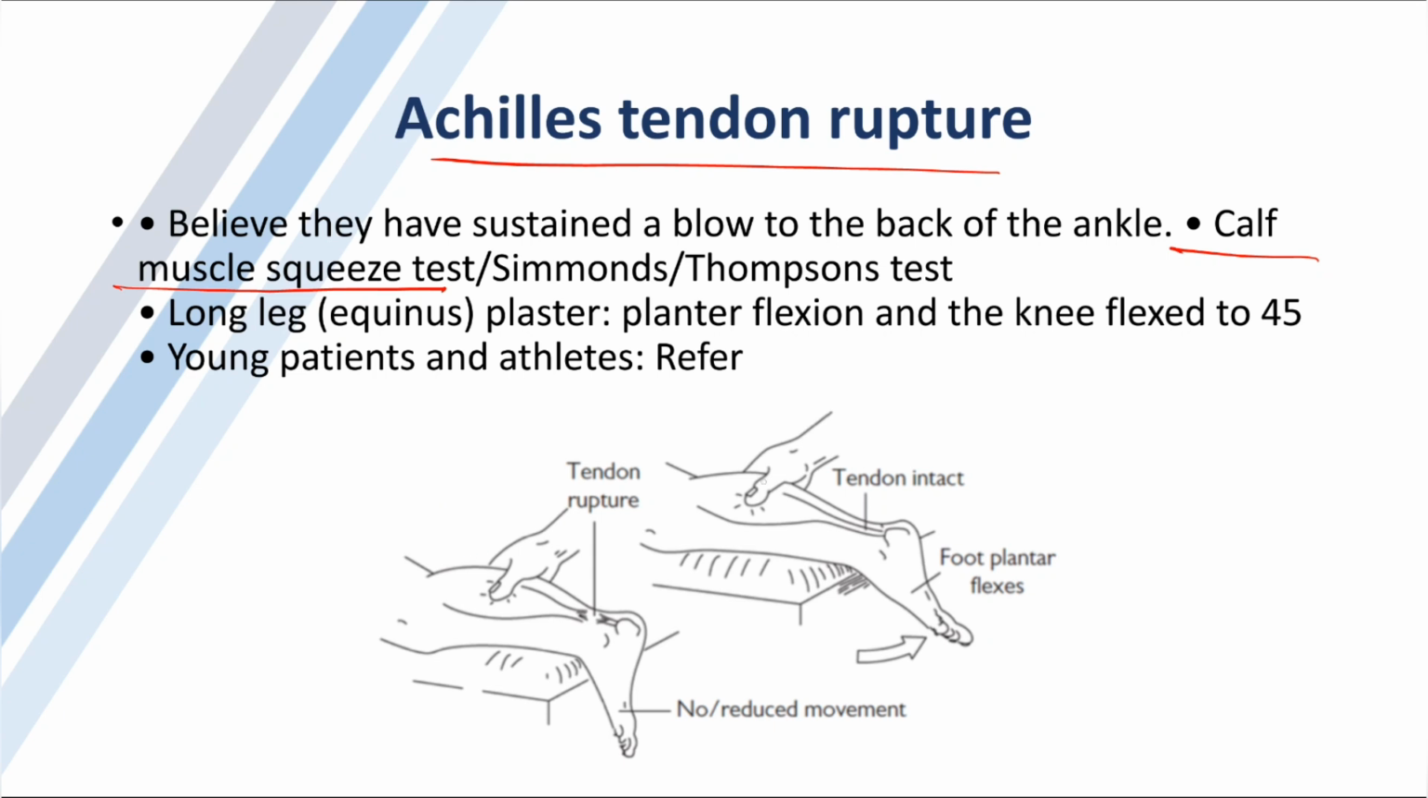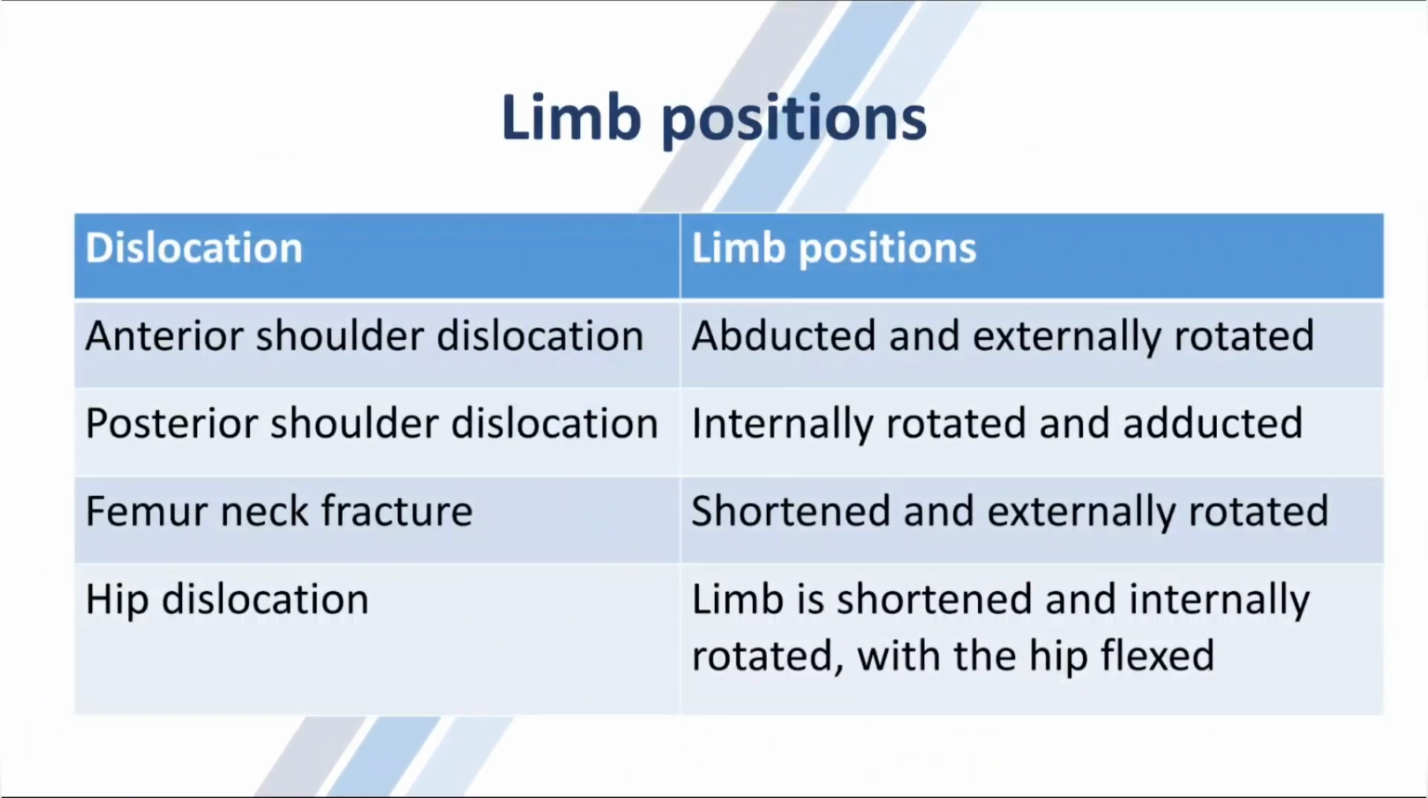This test involves squeezing of the calf muscle. It will lead the foot to do plantar flexion, so there will be flexion if it is an intact tendon. If the tendon is ruptured, there will be no or reduced movement of that part of the foot. You put the foot in a long leg plaster in plantarflexion, and flex the knee to 45 degrees. Young patients and athletes need surgery, otherwise the treatment is usually conservative.